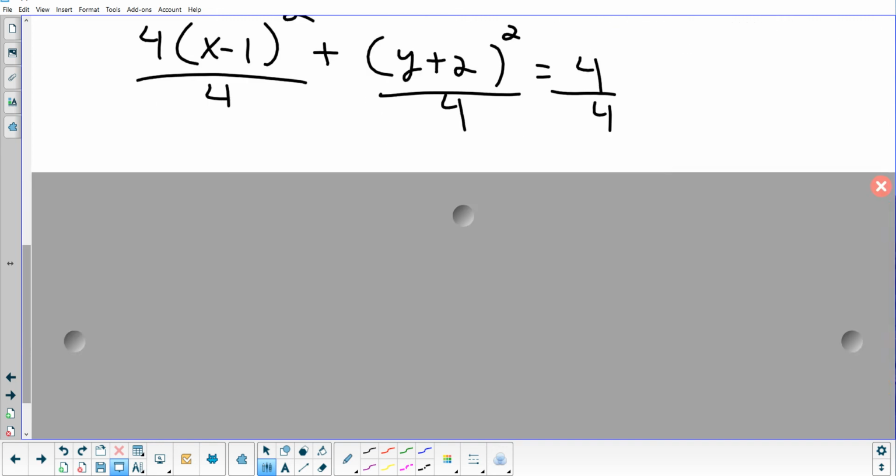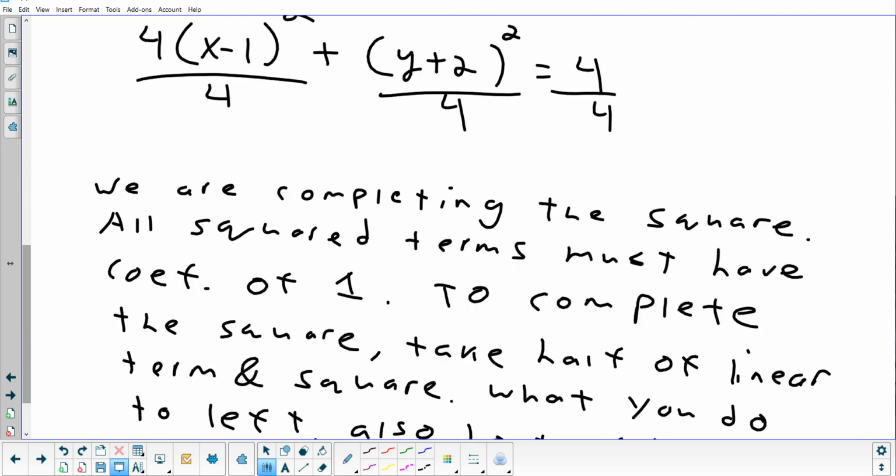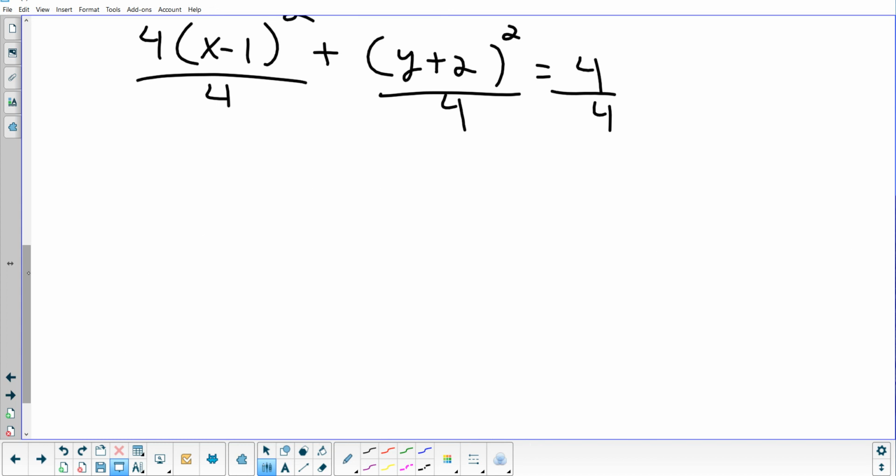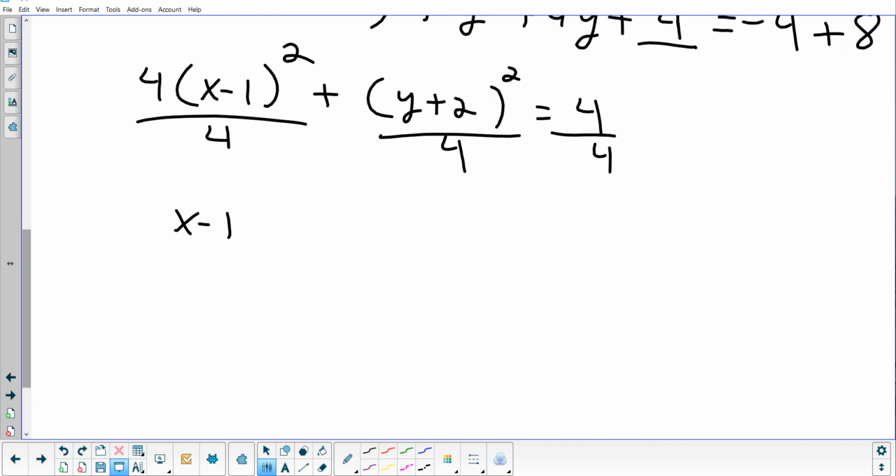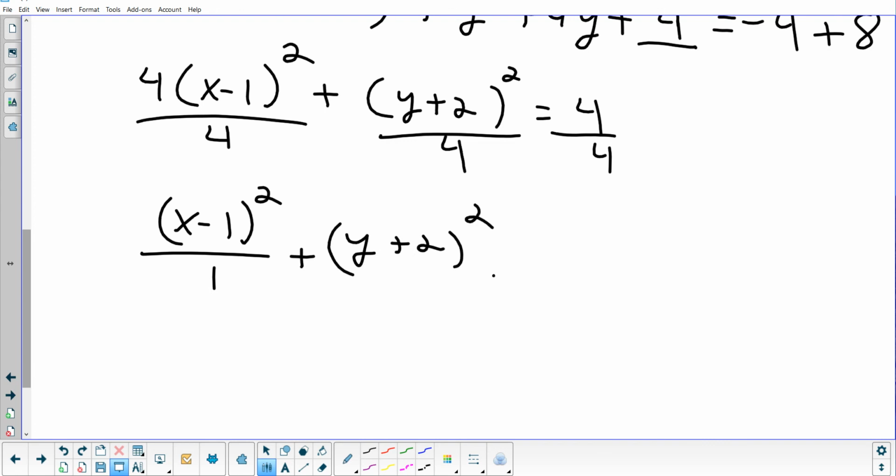All right. I have directions on how to complete the square, but is everyone okay with the directions if I erase them? Yes. Okay, we are good. All right, so we're going to end up with x minus 1 squared over 1, y plus 2 squared over 4 equals 1.